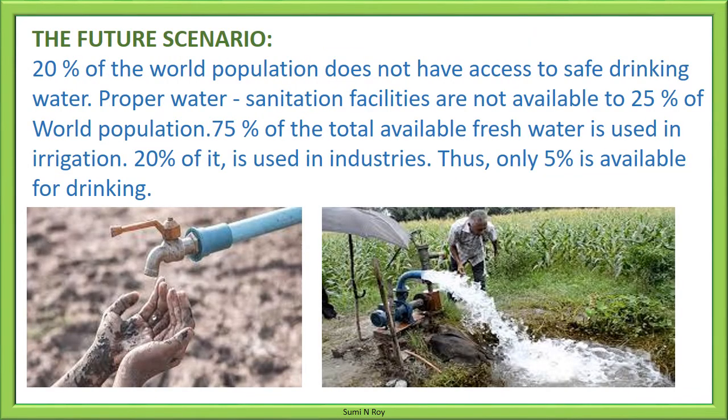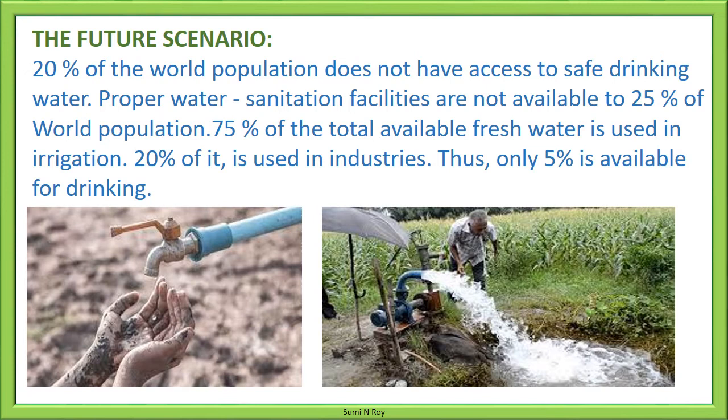With the current rate, let us see the future scenario. 20% of the world population does not have access to safe drinking water. Proper water sanitation facilities are not available to 25% of the world population.